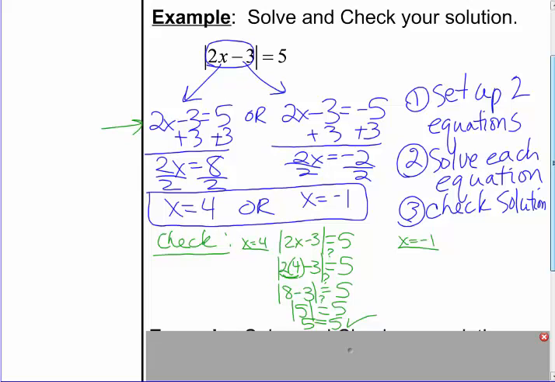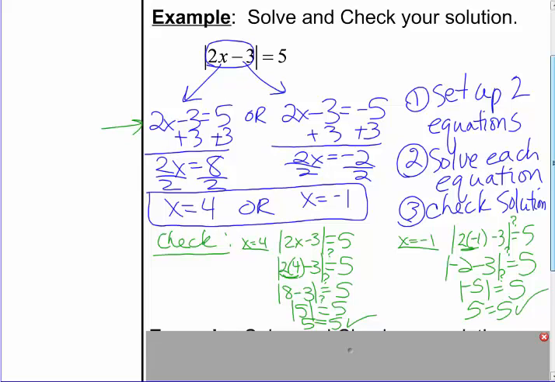Now we'll do the negative 1. Absolute value of 2 times negative 1 minus 3 equals 5. So inside, do the multiply. 2 times negative 1 is negative 2, minus 3. Equals 5, so we don't know if that's true yet. Negative 2 minus 3 is what? Negative 5 equal to 5. What is the absolute value of negative 5? 5. 5 equals 5, so it works. So 4 and negative 1 are both possible solutions.